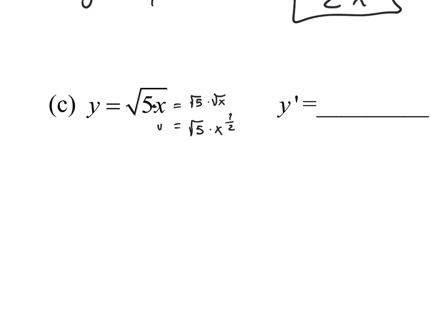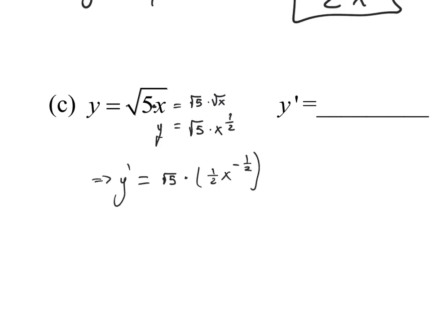Square root of 5 is a constant multiple. It's not a nice number, but it is a number. So when we look at this and we want to find the derivative, y prime, that square root of 5 is a number. It's a constant multiple. It stays out in front. Now we need to find the derivative of x to the 1/2. Well, that would be 1/2 x to the 1/2 minus 1. 1/2 minus 1 is a negative 1/2.